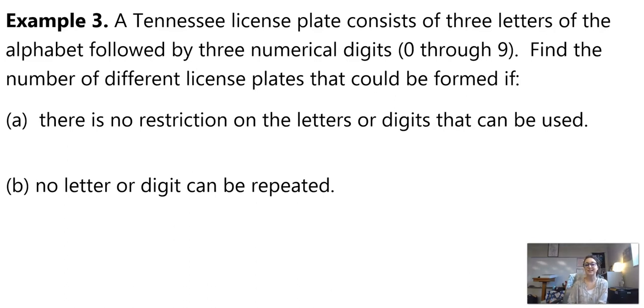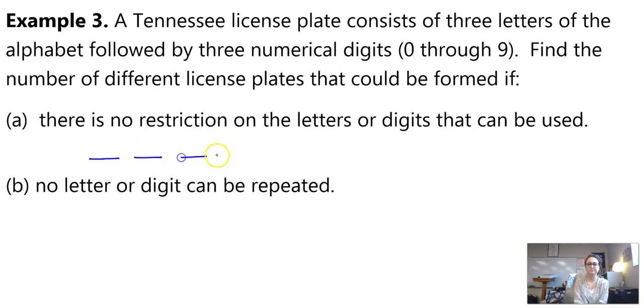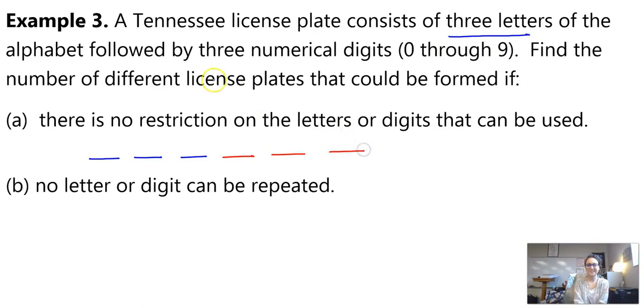So we've got this license plate, and let's say there are 2 options. The first option is there's no restriction on the letters or digits that can be used. So we know that there are 6 events. The first 3 are letters, right? And the next 3 are digits 0 through 9, okay?